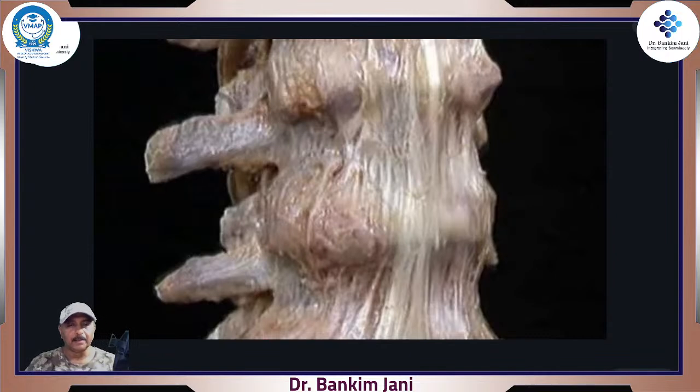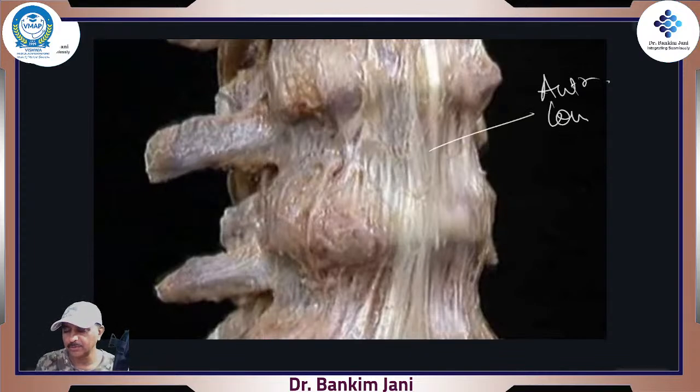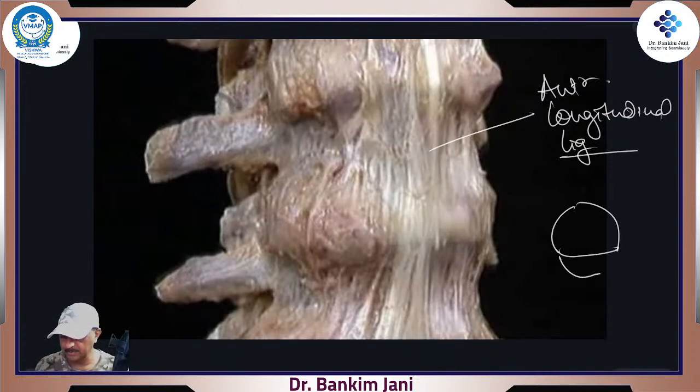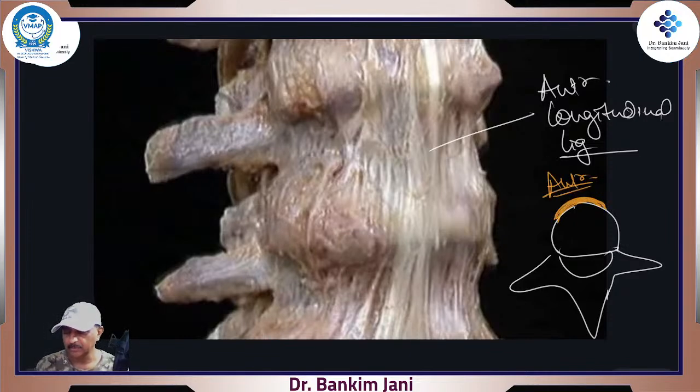Okay. Now this is easy. This is when everything is intact, right? All intact. And without cutting anything, we are just watching from the anterior aspect. And that's why this one is our anterior longitudinal ligament, right? Orientation like this, right? If it is like this, we are watching this part. This is anterior.